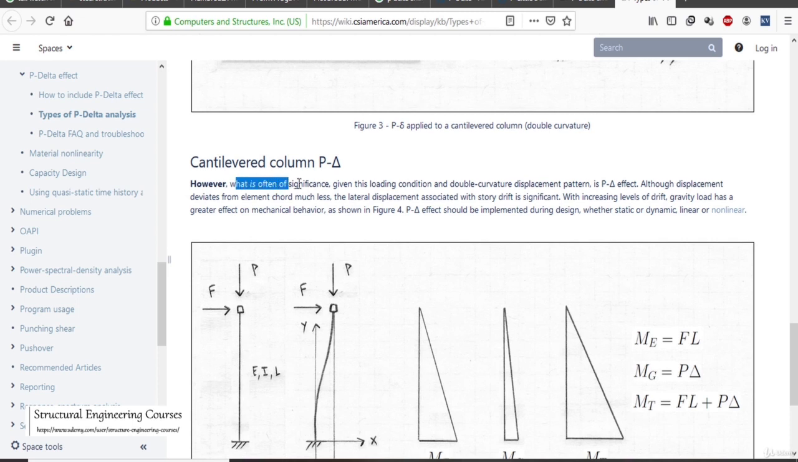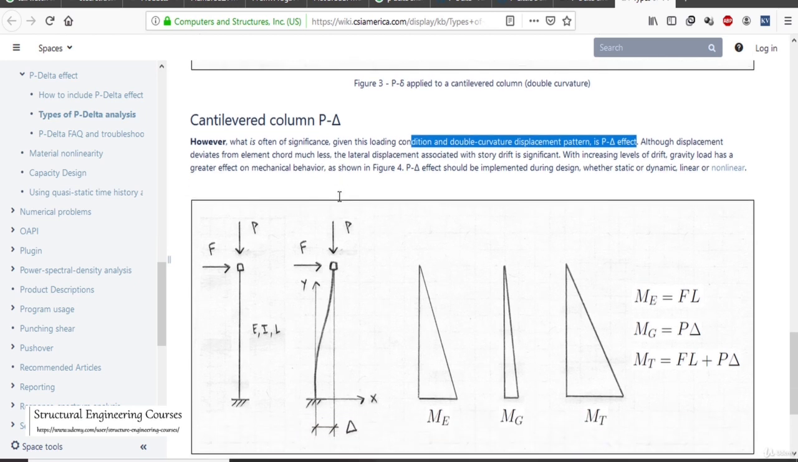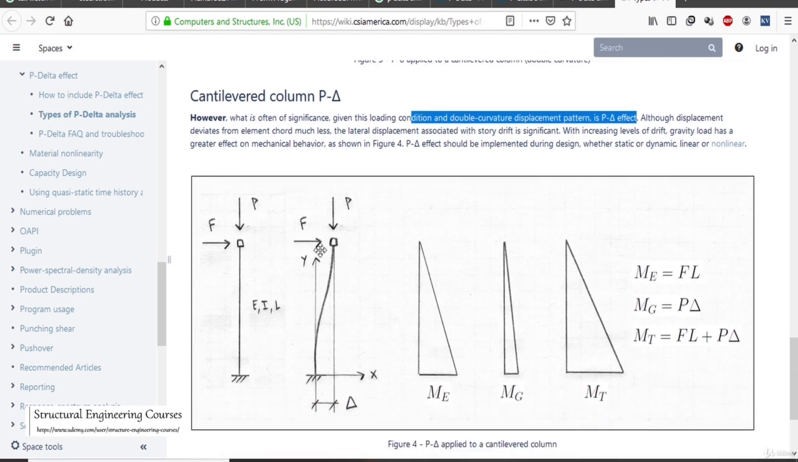Coming to the basics again, here it is saying that the double curvature displacement pattern is the P capital delta effect, although displacement deviates from the element chord much less. So this is the element chord, and the lateral displacement associated with story drift is significant. This was the original location, it gets displaced to this, and this is called the capital delta. With increasing levels of drift, gravity load has a greater effect on mechanical behavior. So P delta effect should be implemented during design, whether static or dynamic, linear or non-linear.